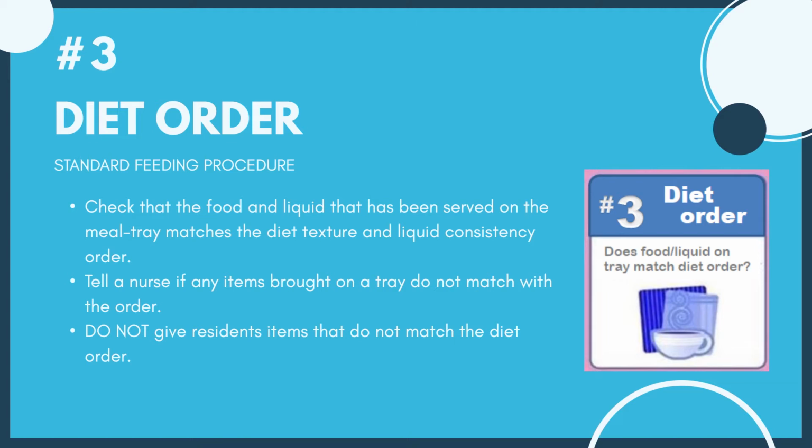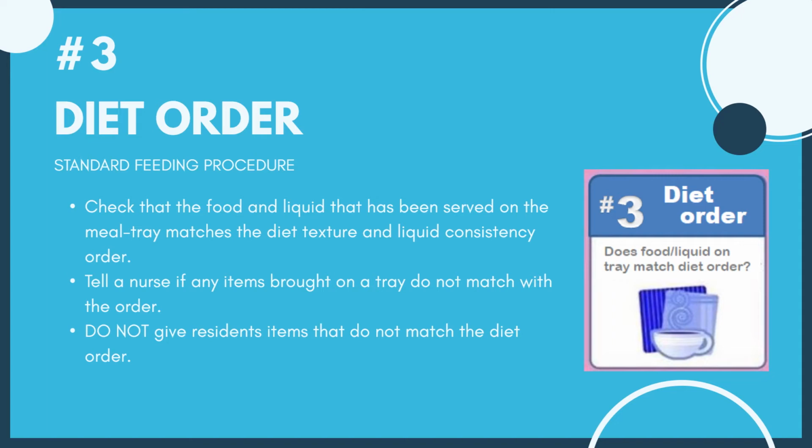Tell a nurse if an item brought on a tray does not match the order. For example, if a resident receives a whole pork cutlet and the diet texture is listed in the care plan as minced, this is an error as the pork cutlet should be minced up.